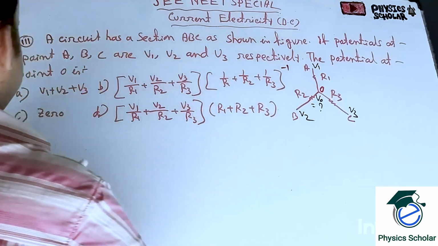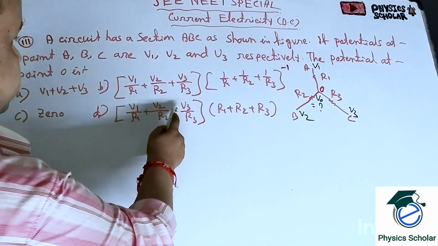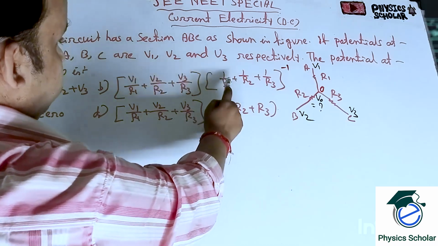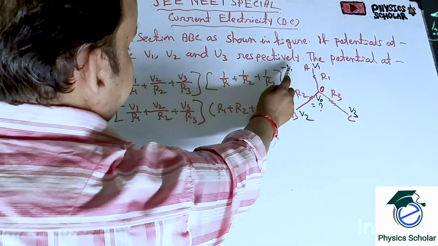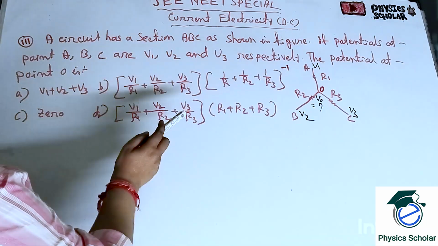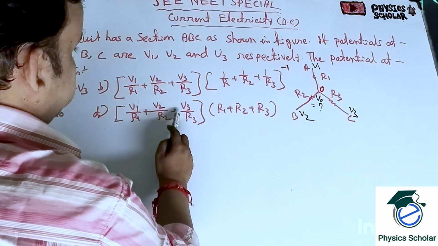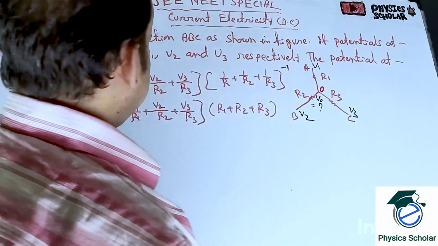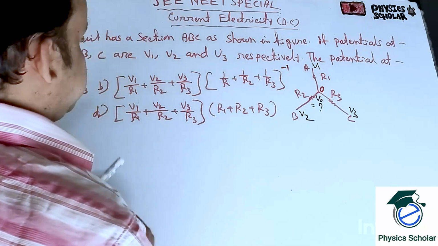So 4 options are given. V1 plus V2 plus V3. V1 by R1 plus V2 by R2 plus V3 by R3 into 1 by R1 plus 1 by R2 plus 1 by R3 whole to the minus 1. 0. V1 by R1 plus V2 by R2 plus V3 by R3 into R1 plus R2 plus R3. So 4 different options are given.